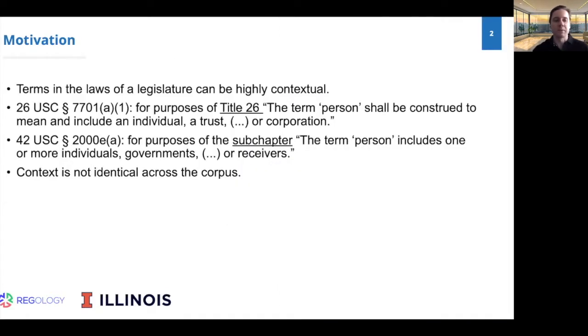The motivation behind this work is as follows. Terms in the law of a legislature can be highly contextual. For example, 26 USC states that the term "person" shall be construed to mean and include an individual, a trust, or a corporation. However, 42 USC states that the term "person" includes only one or more individuals, governments, or receivers. Also note that the first definition is applicable to the entire title, whereas the second definition is only applicable to the subchapter. Therefore, the context is not identical across the corpus.